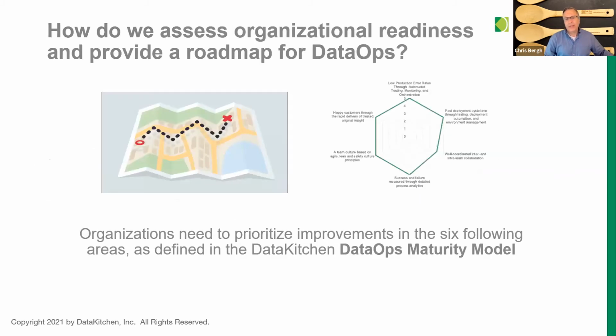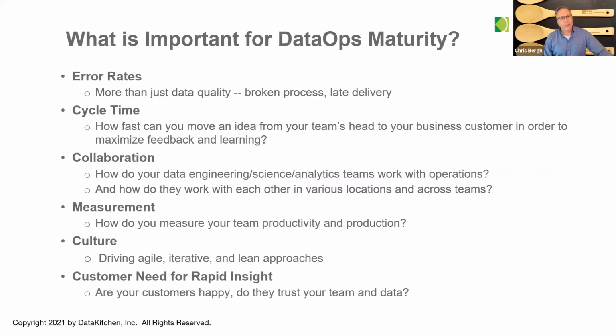Another way to do it, and we've helped companies on this, is to provide an organizational roadmap on how you do it. To do that, you've actually got to assess the maturity of your organization. So we've developed a DataOps maturity model that we've worked with a number of companies. It's been really quite interesting to do. It really focuses on those four things that we talked about at the beginning. What are your error rates?